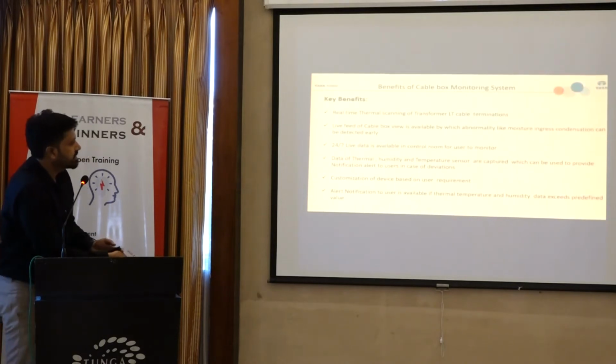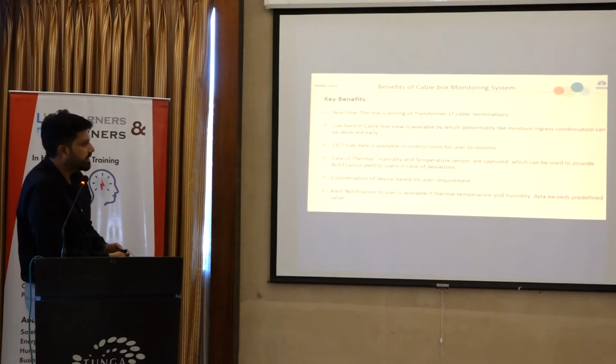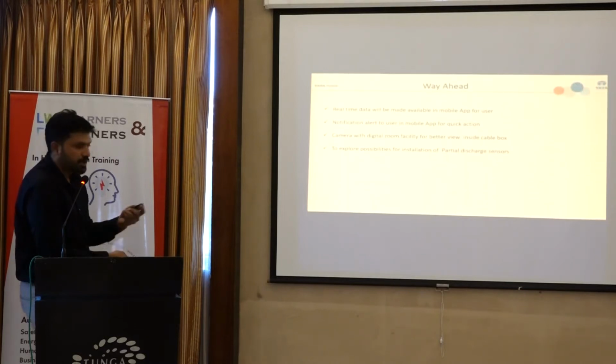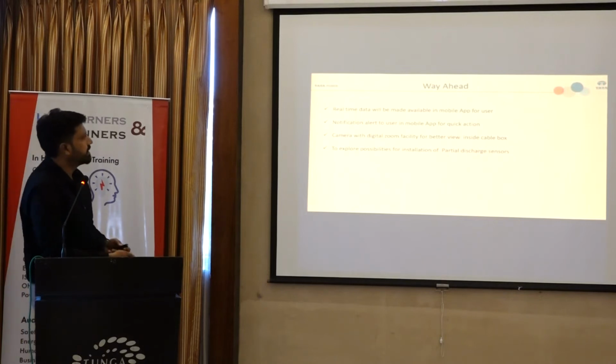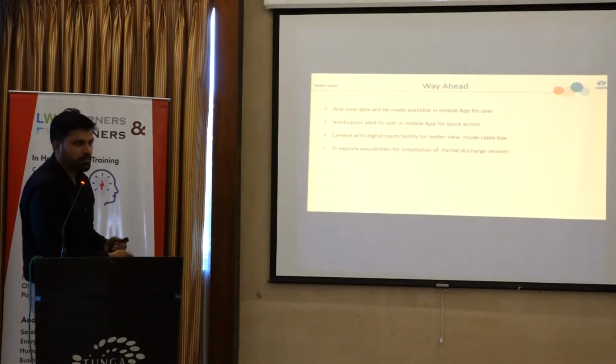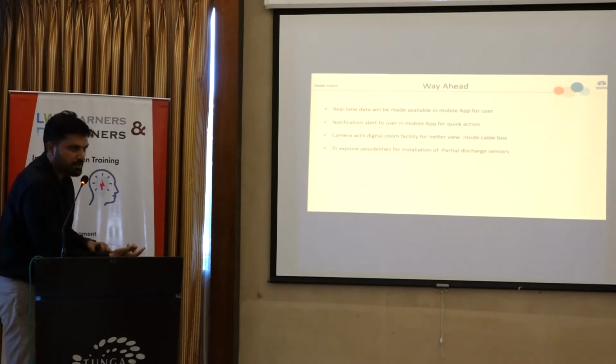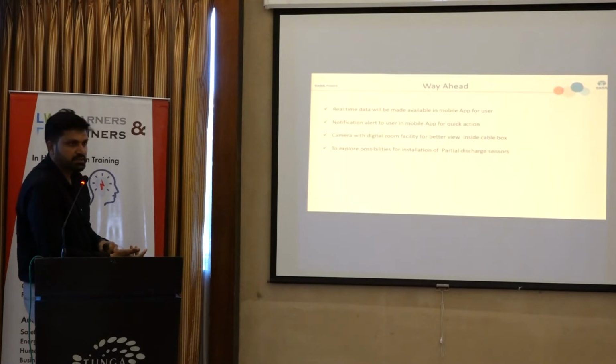Alert notification to the user is available if thermal, temperature and humidity data exceeds a predefined value. And way ahead of what we have planned, real-time data will be made available in the mobile app also for the users to monitor from anywhere. Maybe because the engineers are always on rounds, and he cannot view the data in the control room. So it will be available in the mobile app also. Notification alerts will be given on mobile.